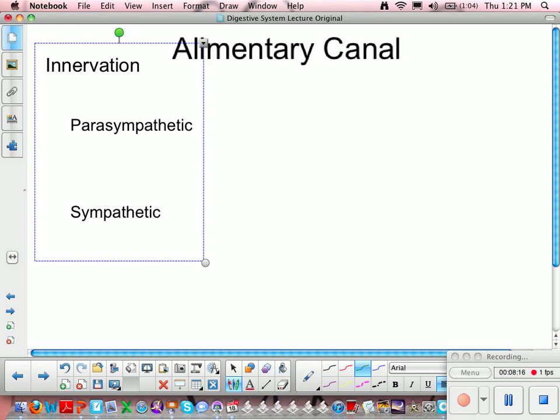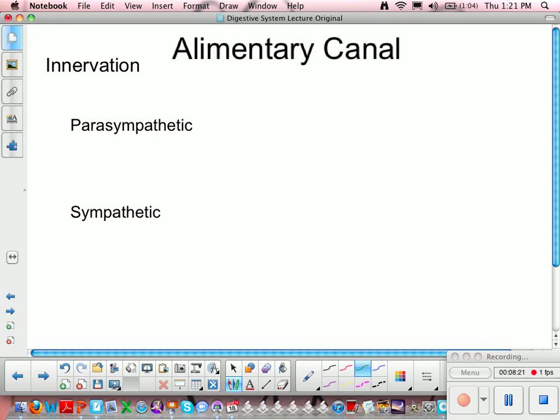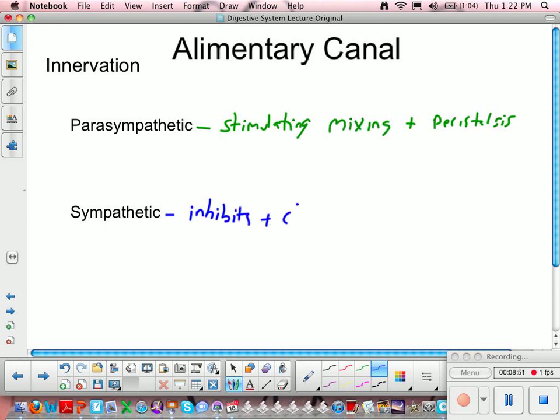The innervation of the alimentary canal happens with the parasympathetic system stimulating the mixing and peristalsis. And then the sympathetic nervous system inhibits and closes the sphincters.